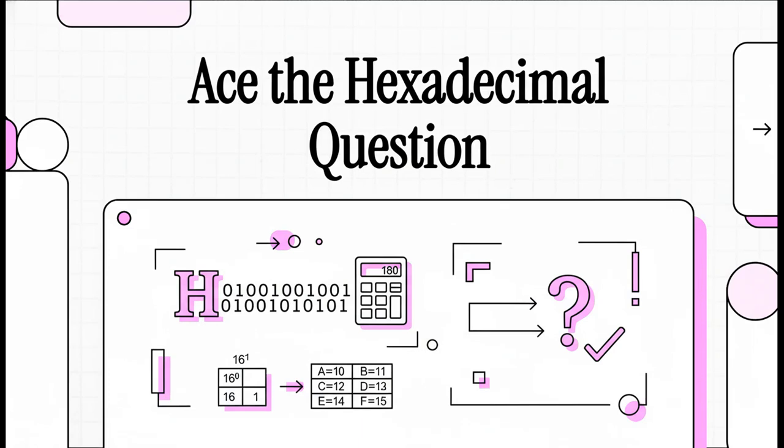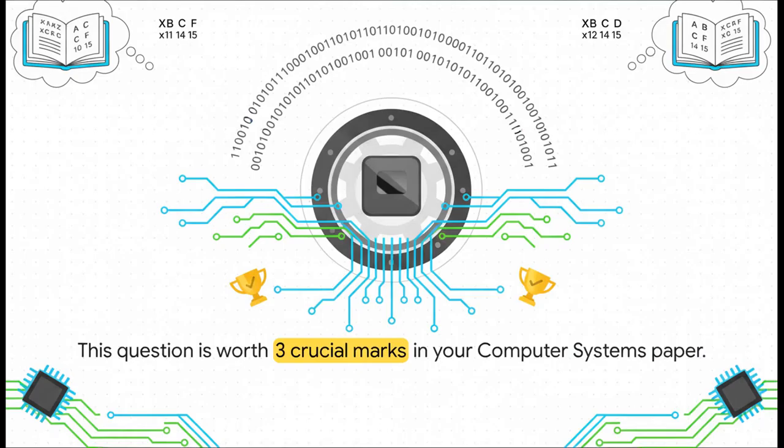You know that feeling in an exam when you hit a hexadecimal conversion question and your brain just stops? Well, today we're going to flip that script. We're going to break down a classic GCSE computer science question and turn that moment of panic into 3 super easy marks. So, this little question right here is worth 3 crucial marks on your computer systems paper.